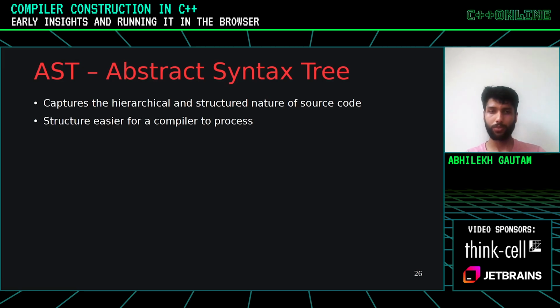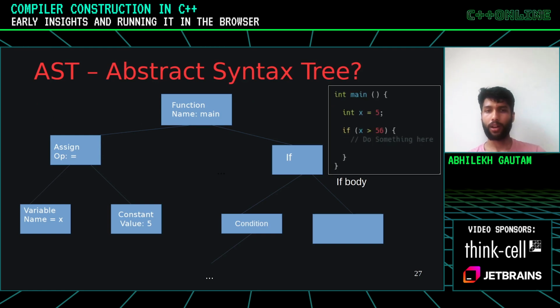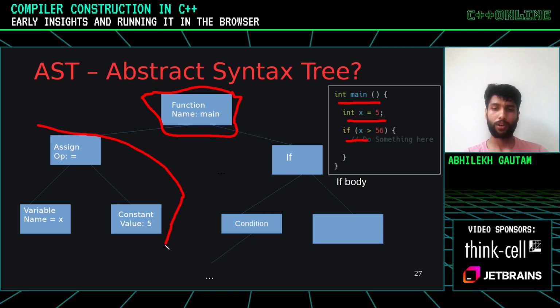We'll see how. For example, I have a similar program on the right side, and its AST on the left side. The program has a main function that has a declaration and an if statement within it. So we define a node for the function main, and all of its children are the body of the function. If you look into this branch, we have a node for the variable name, a node for a constant value, and a node for an operator that is equals to.